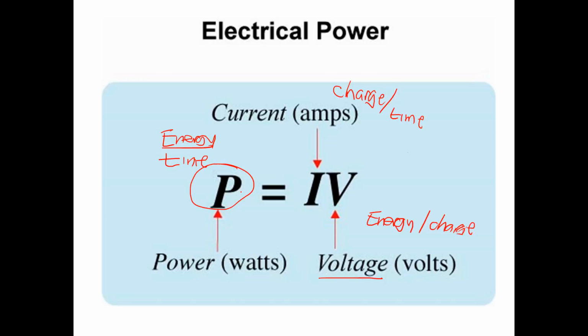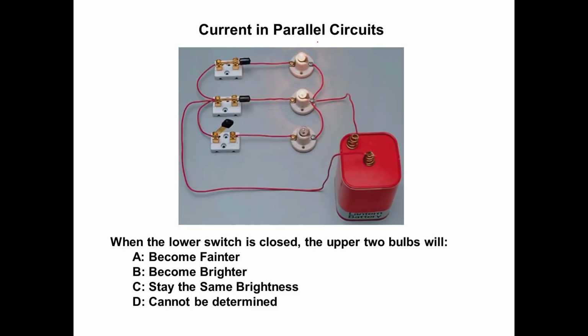Let's go take a look at a couple of questions here. So we have a circuit in parallel. We can see that we have a battery here. There's a branch point right here, and it goes to 3 different switches, 3 different light bulbs. Our bottom switch is open. So when the lower switch is closed, what will happen to the upper 2 bulbs? I want you to think about this. Will they become fainter, brighter, stay the same brightness, or cannot be determined? Go ahead and make your selection, and we'll check it out in just a few moments.